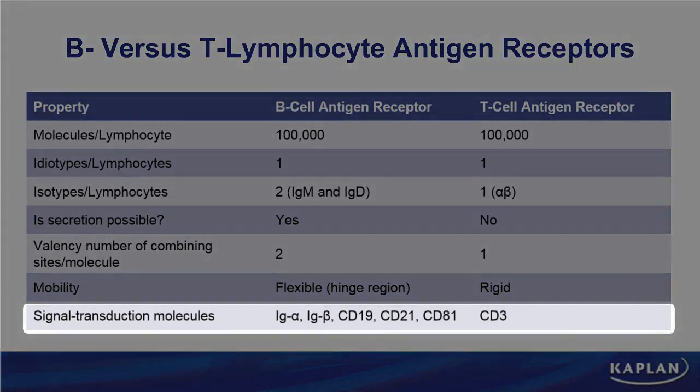And finally, the signal transduction molecules for the B cell receptor, we talked about Ig alpha and Ig beta, and we also talked about the co-receptor CD19, CD21, and CD81. You're going to find that CD19 is also an important CD molecule that we're going to use to help enumerate B cells within any given population or patient. And CD3 is the signal transduction molecule associated with the T cell receptor, and likewise is also important to enumerate T cells. It's important to remember that CD3 is found on all T cells, so all T helper cells and all cytotoxic T cells will have a CD3 molecule.